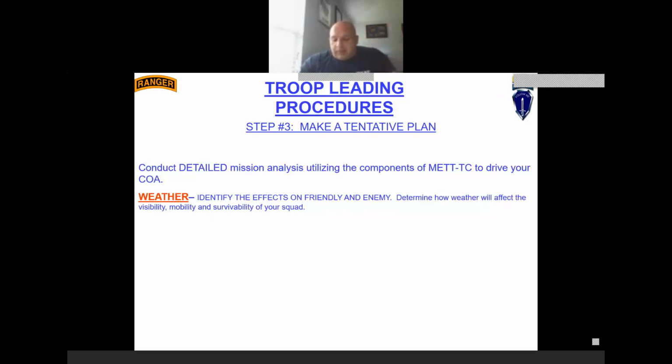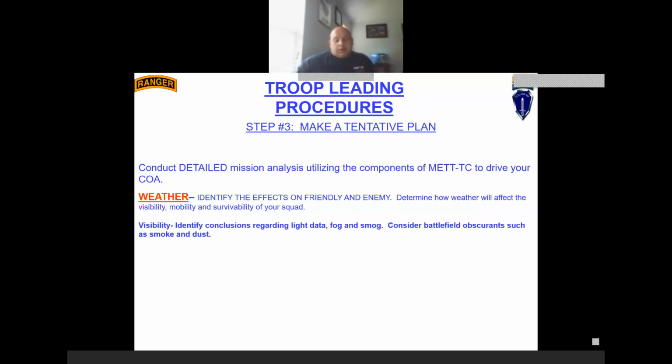The five military aspects of weather are visibility, wind, precipitation, cloud cover, temperature, and humidity. Consider the weather effects especially as part of mission analysis. Determine how the weather will affect the visibility, mobility, and serviceability of your unit and the enemy. So you basically just look at how it's going to affect you.